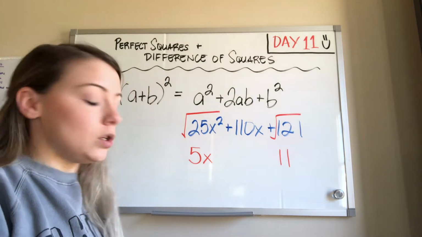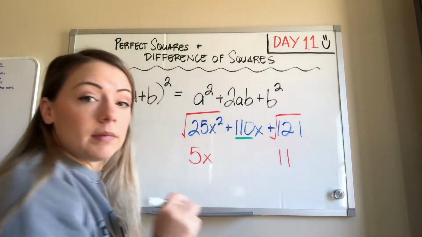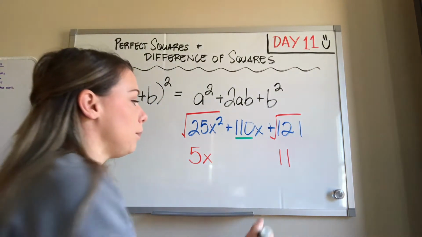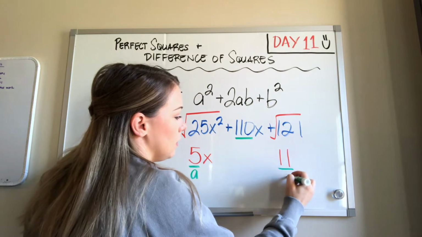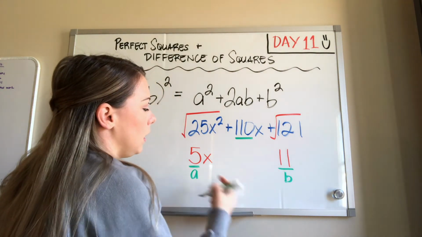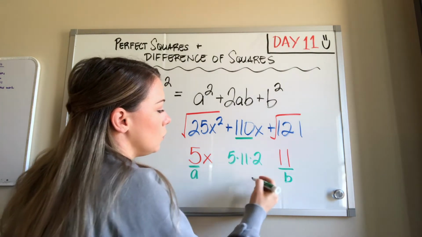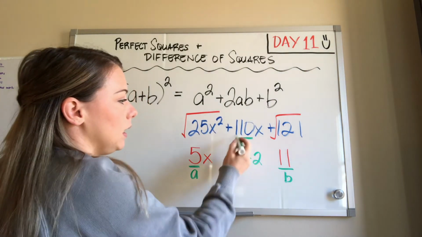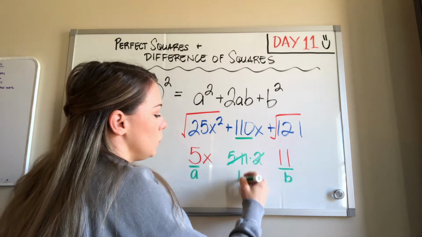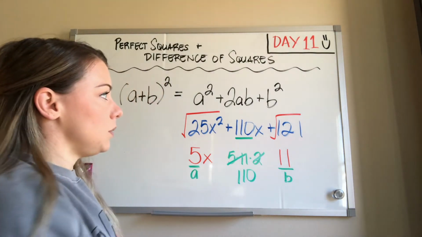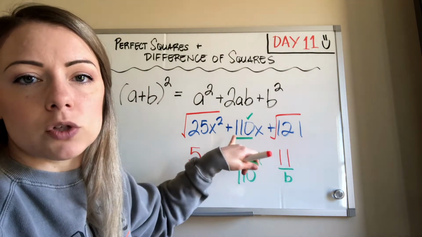Now what I want us to do is see if I can create 110 by multiplying A, because this is A and this is B. If I can multiply 5, 11, and 2, because 2AB, and get 110. So we know that 5 times 11 is 55, times 2 is 110. So yes, I did get my two perfect squares, and I created my middle term.